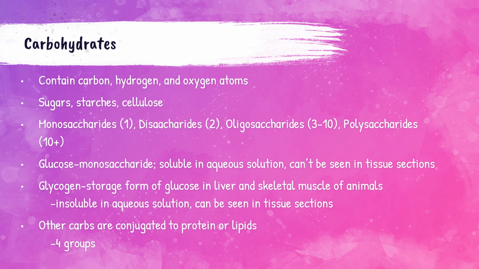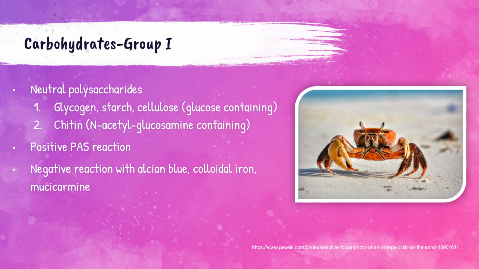Unlike glucose, glycogen is insoluble in aqueous solution, so it does not dissolve in water. Because of this characteristic, glycogen is visible within tissue sections. The other carbohydrates that we're concerned about in the topic of histopathology are bound to either a protein or a lipid. These polysaccharides are divided into 4 groups based on their histochemical differences, and let's talk about those on the next couple slides. The first group of carbohydrates are the neutral polysaccharides.